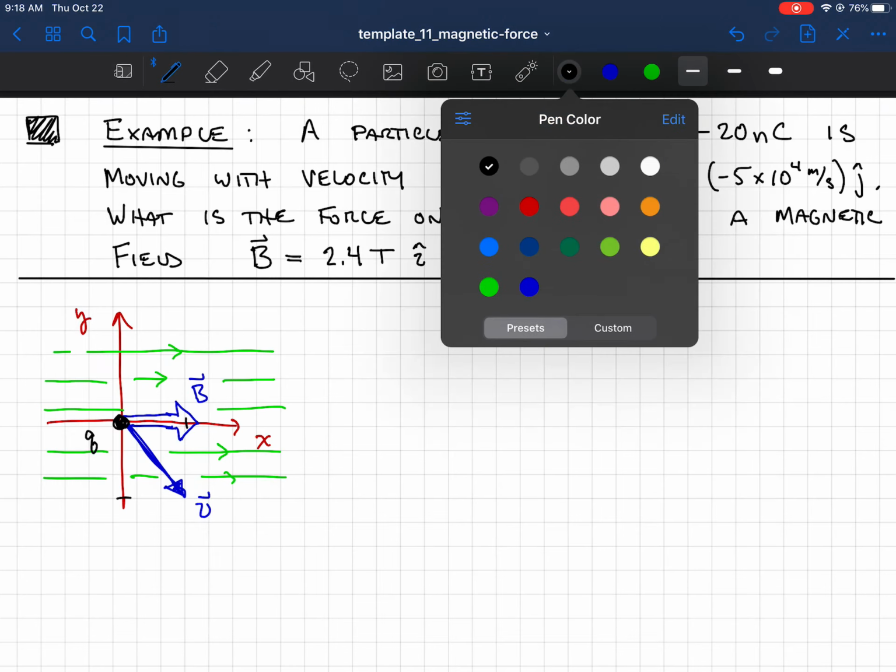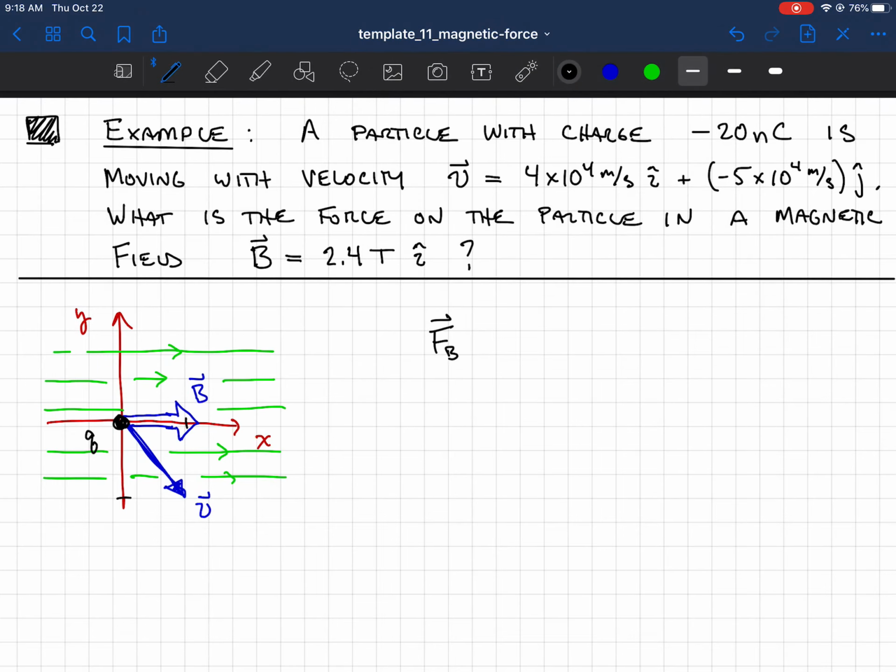However, remember our equation. Our equation is F_B equals q v cross B. And in this case, we find that v cross B is out of the page, but because q is negative, this should be into the page. So it should be that we find something in the into the page direction, which I guess is the negative k hat direction. So let's calculate it directly.